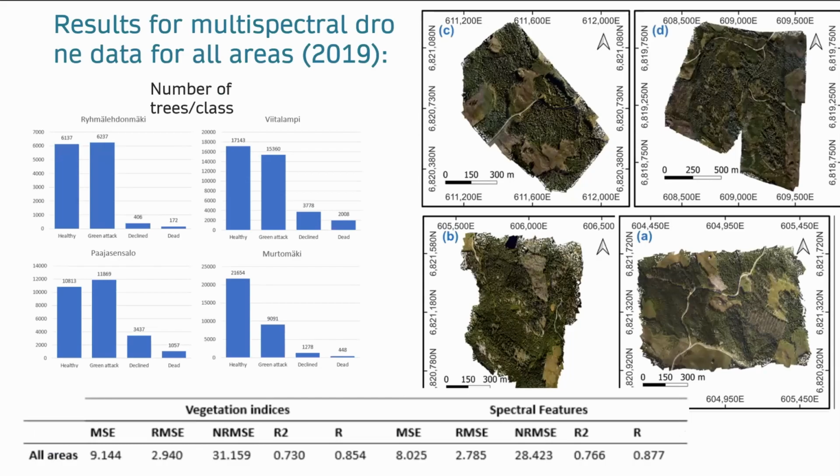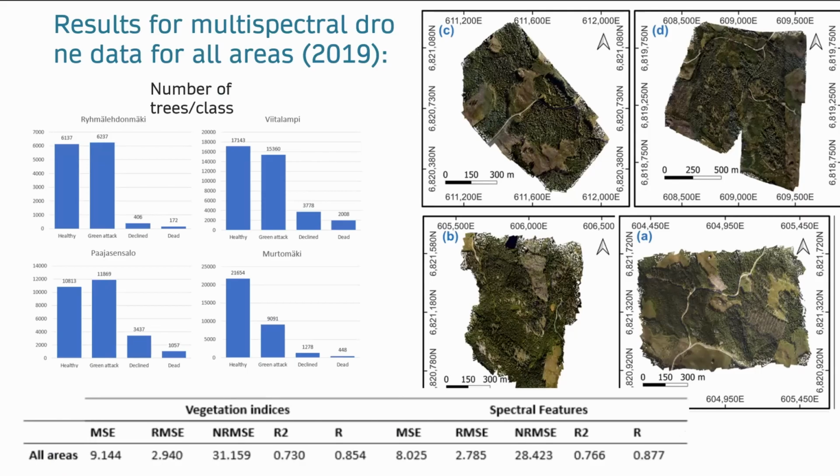And here are the results for the year 2019 for the multispectral drone data. Down here we were comparing vegetation indices and spectral features. With the spectral features we get quite nice R2 values.